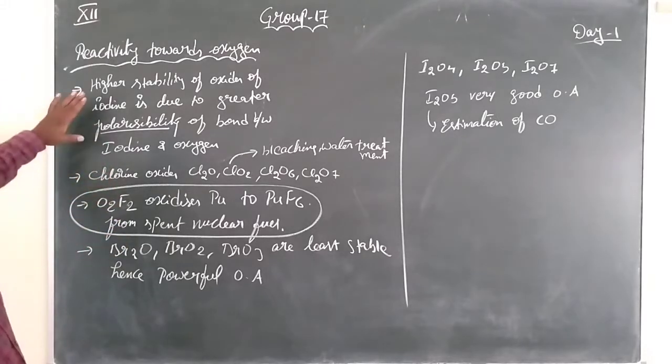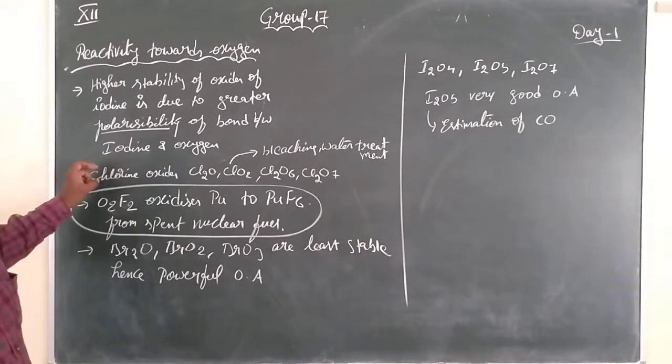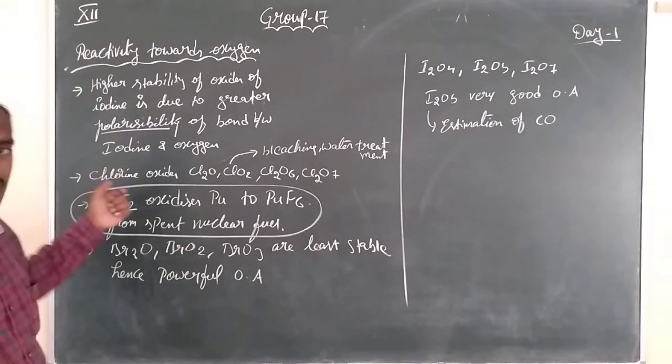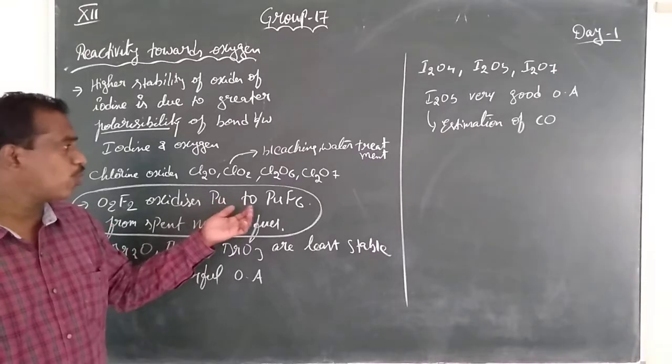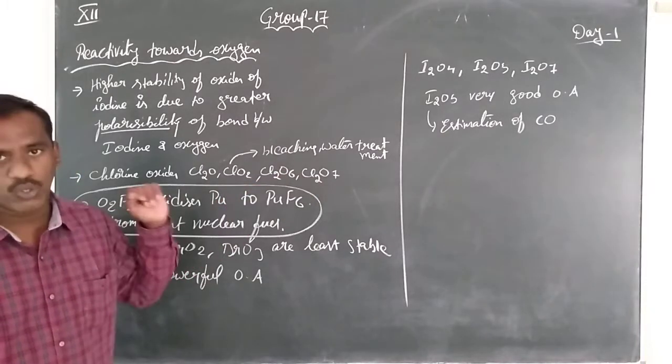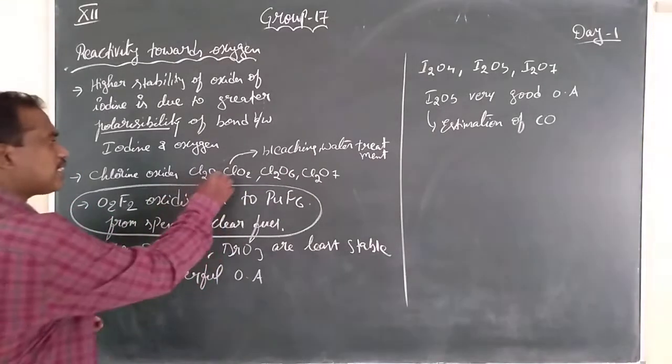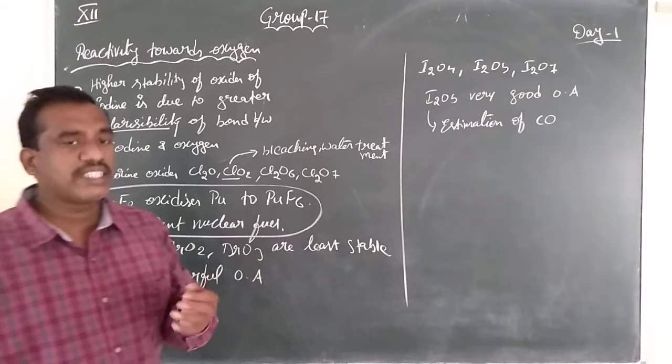The remaining are with chlorine. Chlorine has many oxides like Cl2O, ClO2, Cl2O6 or Cl2O7. Among these, we are using ClO2 as a bleaching agent.